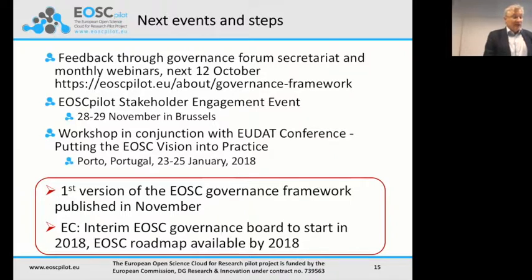The EC plans to establish an interim EOSC governance board that seems to be in the roadmap for the EC, starting in the beginning of 2018, and the EOSC roadmap that is also prepared by the Commission should be available by the end of the year or beginning of 2018. There is uncertainty in this, but that's how we understand the European Commission's intentions right now.